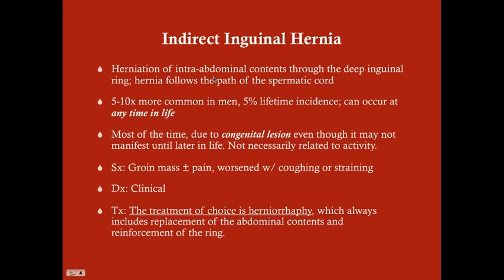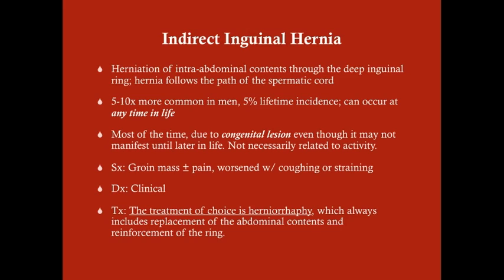Now, another thing that's really important to remember from the indirect inguinal hernia is that most of the time it's due to a congenital lesion, not an acquired lesion. So an acquired lesion could be like a tear in your muscle. Let's say I got into some really awful accident and my muscles tore in my abdomen. That would be an acquired lesion. I could get a hernia through that tear in my abdomen. That's acquired. It's not congenital. I wasn't born with it.